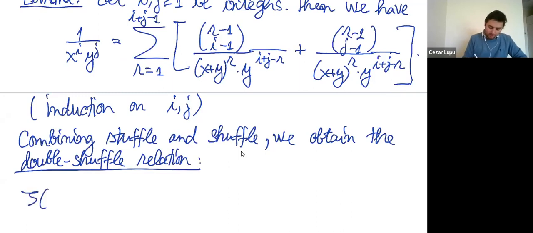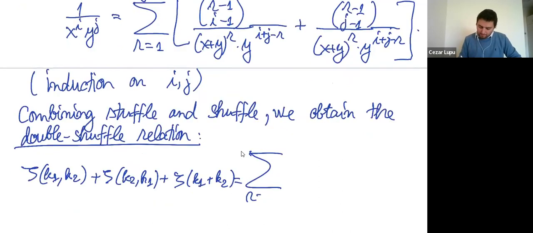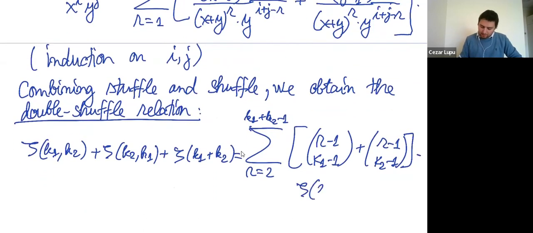So this is zeta of k1, k2 plus zeta of k2, k1 plus zeta of k1 plus k2. This is nothing else than just this sum: r minus 1 choose k1 minus 1 plus r minus 1 choose k2 minus 1 times this double zeta of k1 plus k2 minus r. All right, so this is the double shuffle relation.